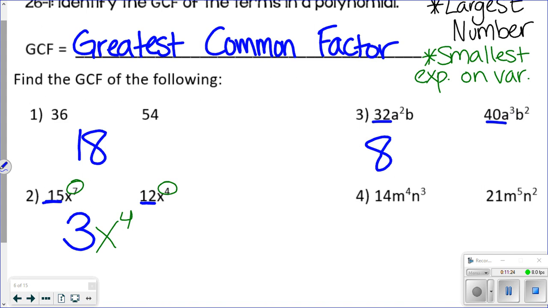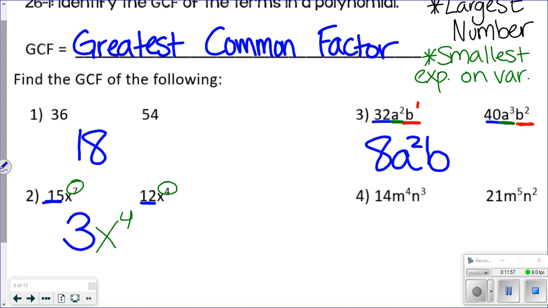Okay, and now let's look at the variables. So I have an a squared and an a cubed. So at most, they have a squared in common because that's the smaller of the two. Now let's look at the b's. This has 1 b and this has b squared. So together, they have in common 1 b because that's the smaller of the numbers 1 and 2. Smallest exponent on the variable.